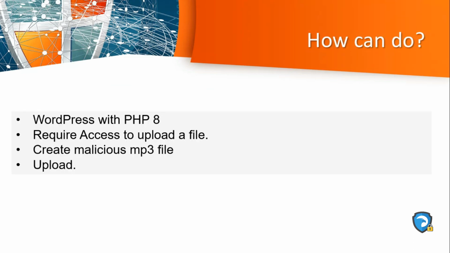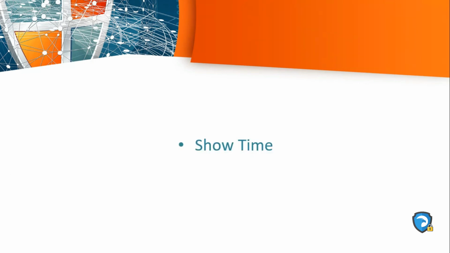Now, how can I perform this vulnerability, or what are the requirements? It requires WordPress with PHP 8, specifically PHP 8, with file upload access using an admin or manager account. Then you can create a malicious file, save it in an audio file format like a WAV file or MP3 file, and upload that malicious file using media in WordPress. I will show you in practical so you will get a better understanding.